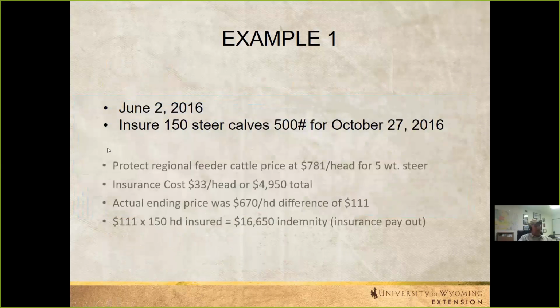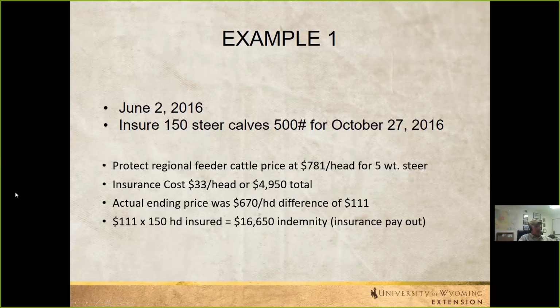So let's say we went ahead and bought this insurance. We protected the regional feeder cattle price of $781 for this 5-weight steer. It cost us $33 a head. I rounded here. Or if we bought the total for these 150 steer calves, I would have had to write a check for $5,000 when I walked into my insurance agent's office to buy this.